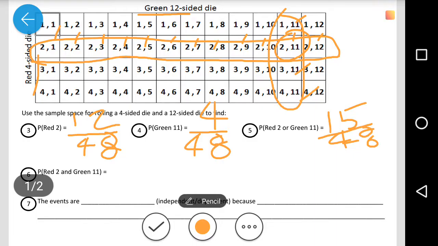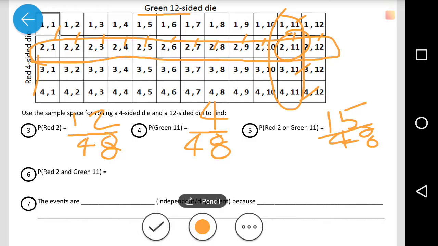And a lot of you probably just said, okay, there are 12 possibilities for a 2 on the red die, 4 possibilities for an 11 on the green die. That's a total of 16. But if I do that, I count that 2 and 11 twice, because it's part of the 12. It's also part of the 4. So a lot of you just did 12 plus 4 minus 1. That's a very good way to do it as well.